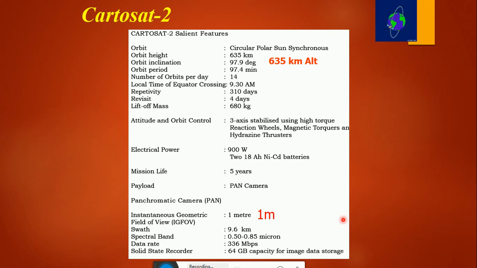Mission life 5 years. Payload: pan camera, panchromatic camera, with geometric field of view, and 1 meter is the pixel resolution. Spectral band is in microns. Solid state recorder of 64 GB capacity for image data storage. Hyderabad part 2, that is the 1 meter resolution.